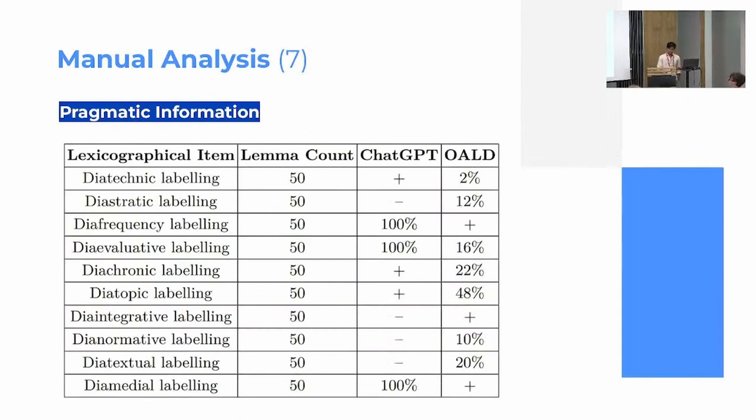And okay, related to pragmatic information, Oxford can do better in this one, because ChatGPT needs more context in terms of providing its systematic lexicographical items. Yes, in terms of this one, Oxford can do better.